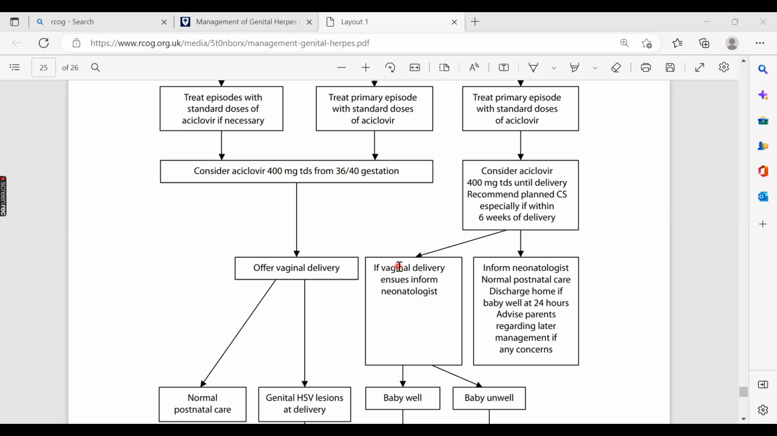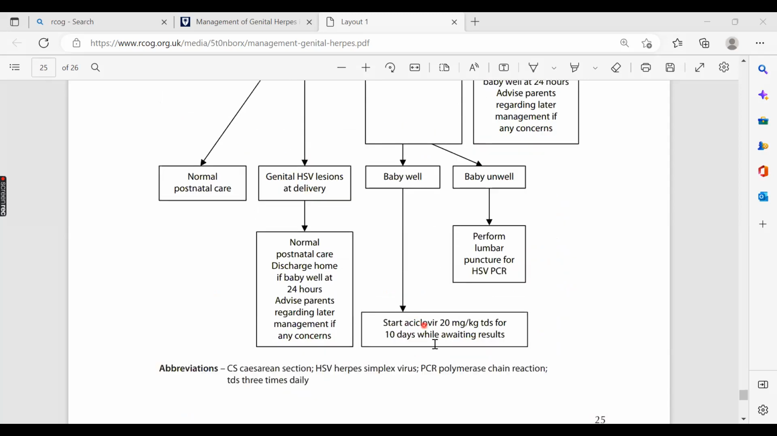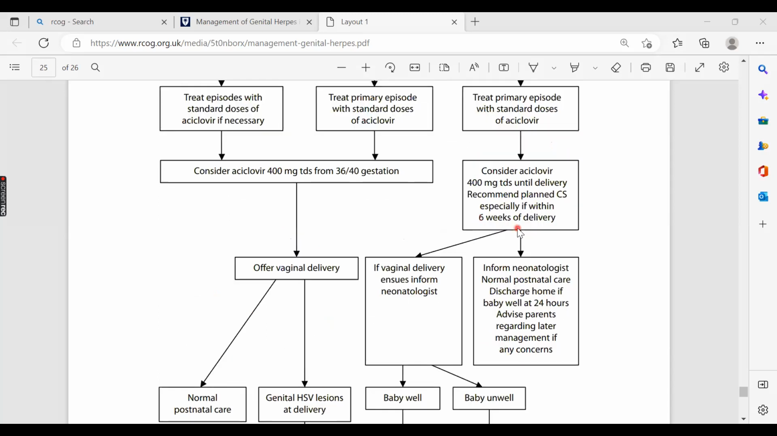If this woman refuses planned CS for whatever reason, or if vaginal delivery ensues before planned CS, please inform the neonatologist and check for the wellness of the baby. Start acyclovir 20 milligram per kg twice daily for 10 days for the baby while you are awaiting the results of the test. On the other hand, if you do a planned CS, again inform the neonatologist, give normal postnatal care, and if after 24 hours the baby is well, discharge the baby and advise the parents regarding any concerns for the baby.